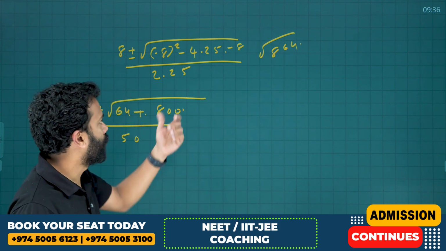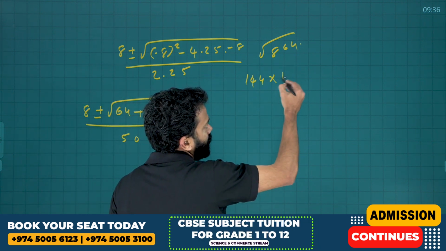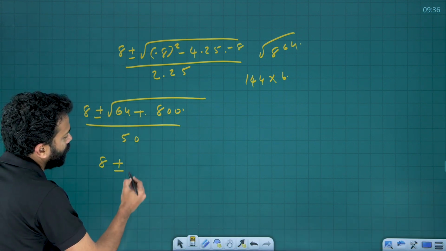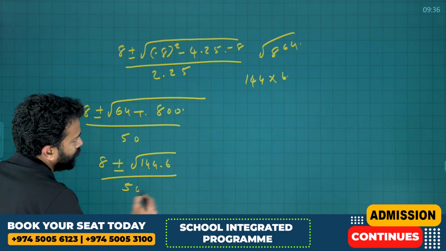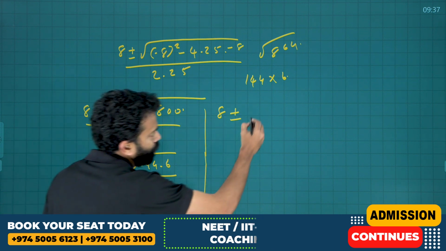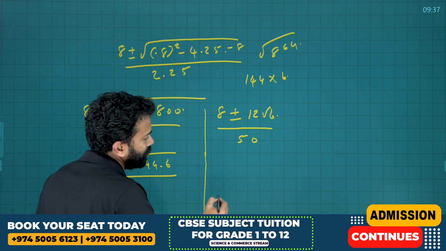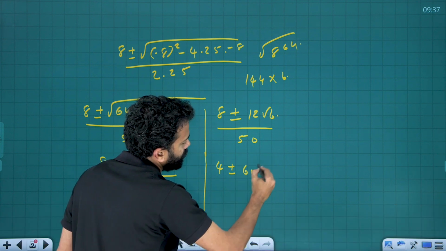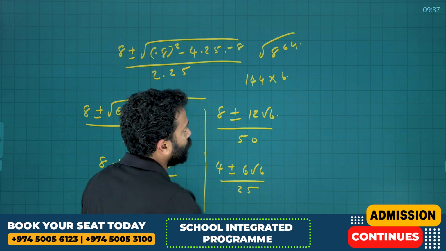So what is root 864? That is 144 into 6. It's a multiple of the square of 12. So it will be 8 plus or minus root of 144 into 6 divided by 50. So this becomes 8 plus or minus 12 root 6 divided by 50. Cancel 2 on numerator as well as on denominator. It will be 4 plus or minus 6 root 6 divided by 25. Okay. So there will be two values for cos theta.